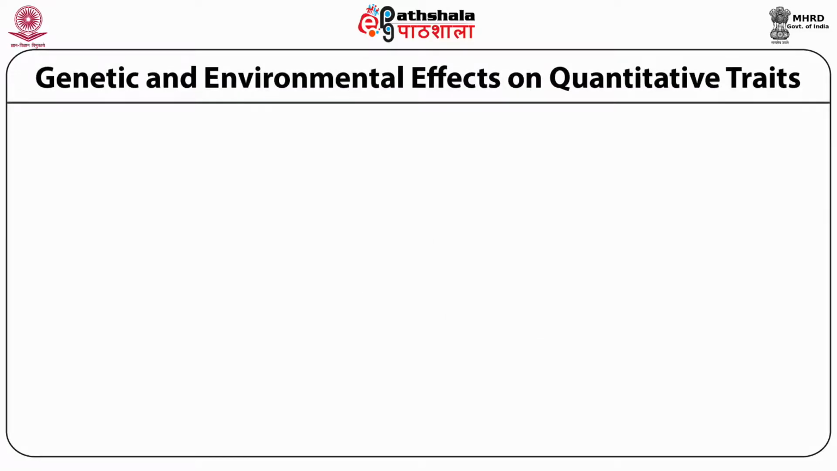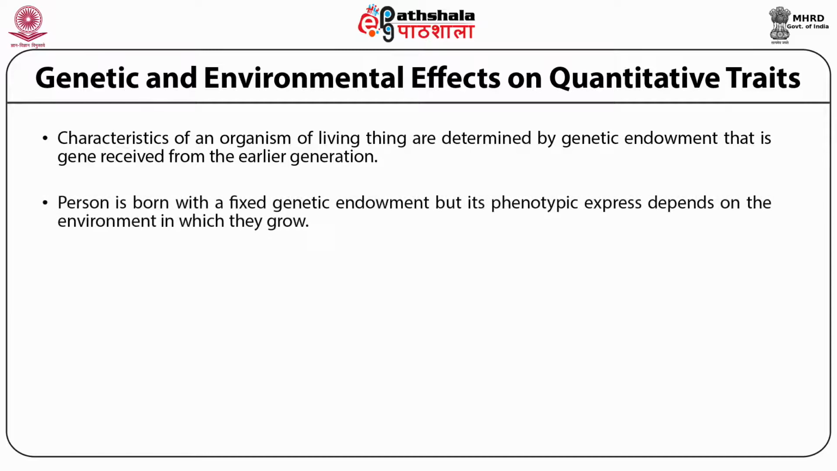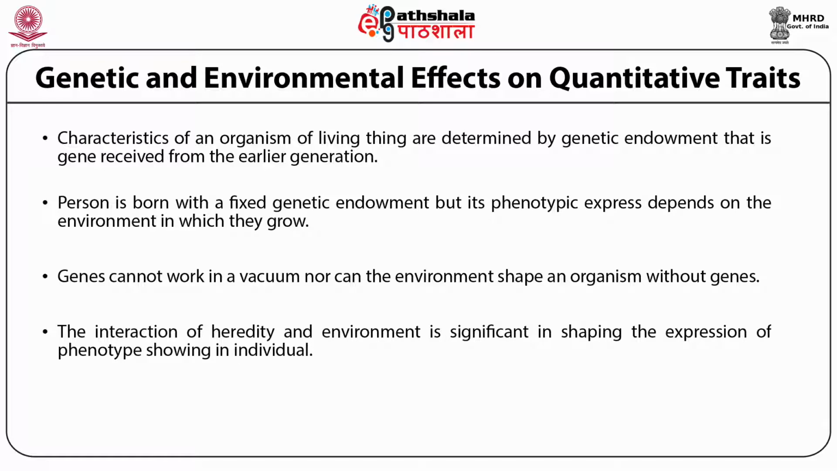Genetics and environmental effects on quantitative traits. We found that the characteristics of a living thing are determined by his or her genetic endowment, that is, genes received from earlier generations. Thus, a person is born with a fixed genetic endowment, but its phenotypic expression depends on the environment in which they grow. Genes cannot work in a vacuum, nor can the environment shape an organism without genes. So, they have a unique combination of genes functioning in a single environment. Thus, the interaction of heredity and environment is significant in shaping the expression of a phenotype shown in the individual.